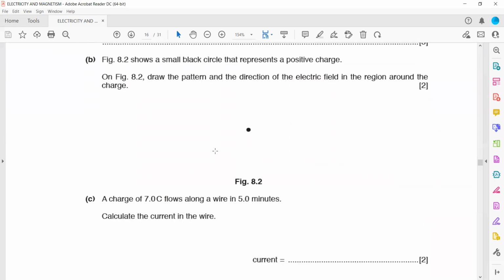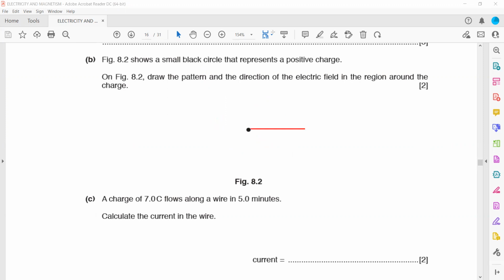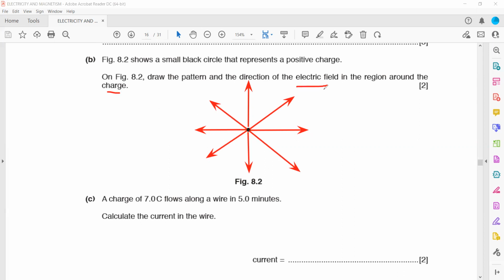Then figure 8.2 shows a small black circle that represents a positive charge. We want to draw the electric field. Some of the students, instead of drawing the electric field, drew the magnetic field, like the magnetic field for a wire which is carrying current in or out. But we have to draw the electric field. And it's a positive charge, so the electric field lines should point outward. Don't draw only four lines like some of the students do, but draw the diagonal ones as well, which shows that the electric field lines are pointing outwards.